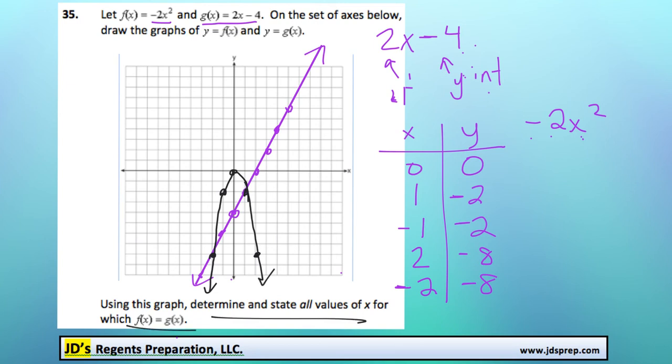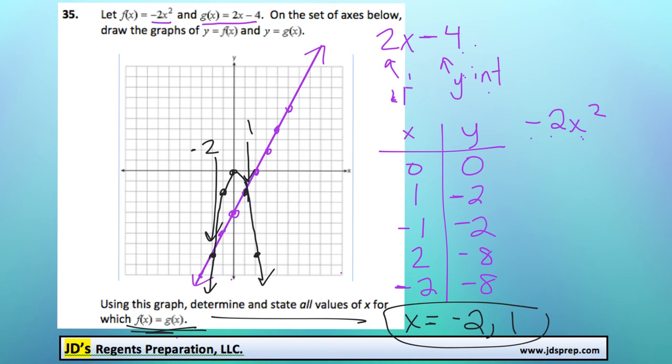We needed to determine and state all values of x for which the two graphs are equal to each other. So this happens when x is equal to 1 and when x is equal to negative 2. So x equals negative 2 and 1 would be our answer to the second question. Oh, and on a test, make sure you also properly label your graphs. We could say that this is g of x, and this one was f of x.